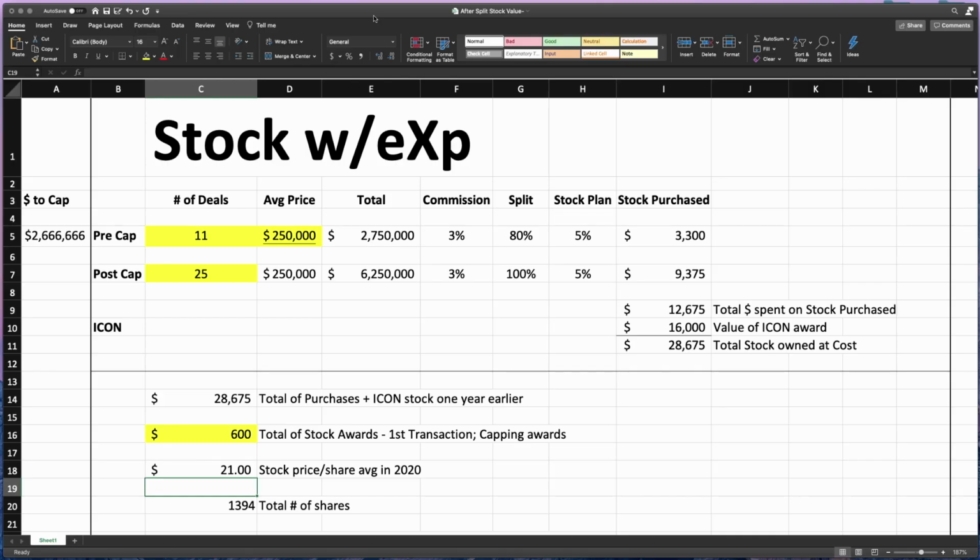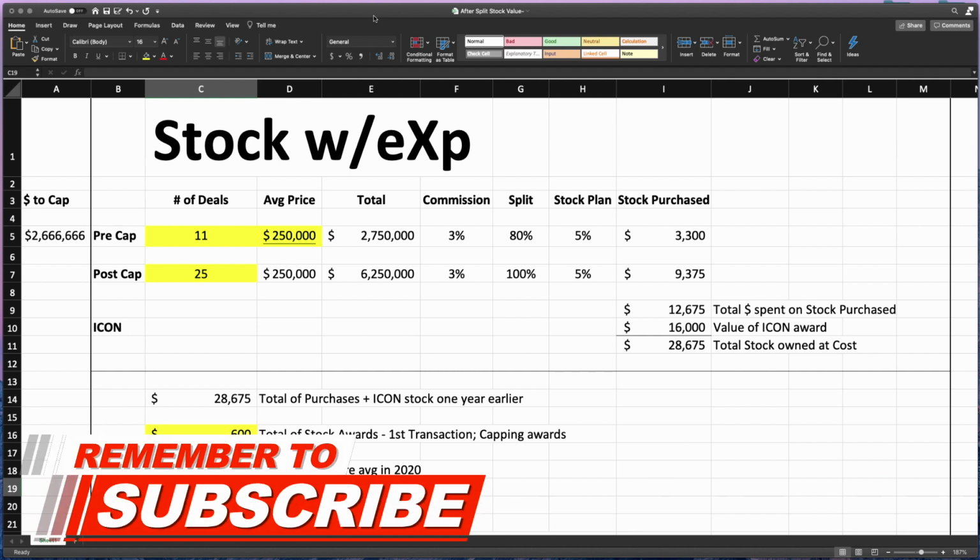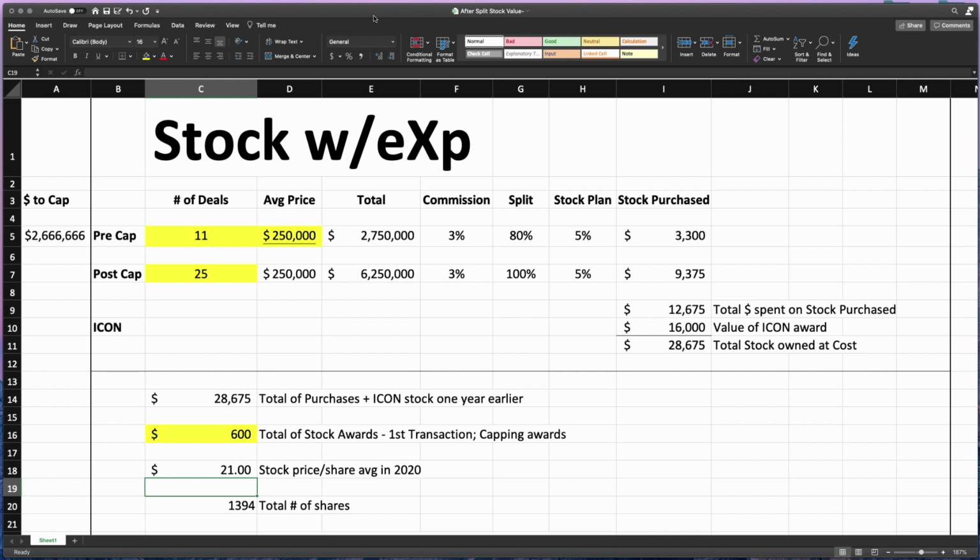Hey guys, Ian Flannigan here, and in this video I'm going to show you how this stock calculator works, specifically for icon agents. So if you're prospecting agents that do a lot of production and you want to show them the type of money that they could be making by running their business through the eXp model, and the value of the stock after a year of production, this is a great tool.